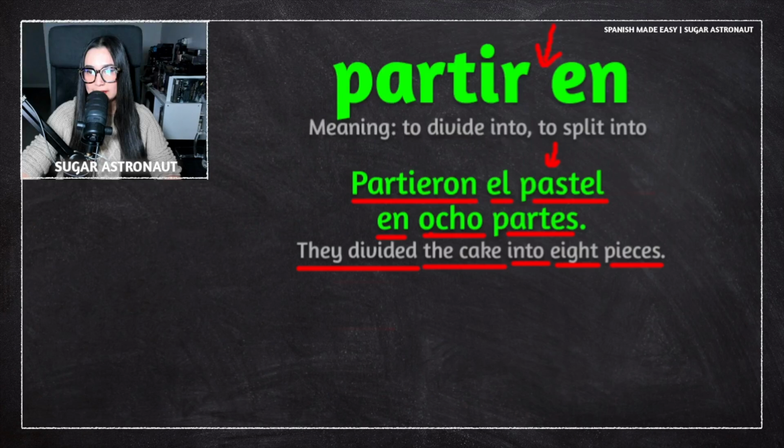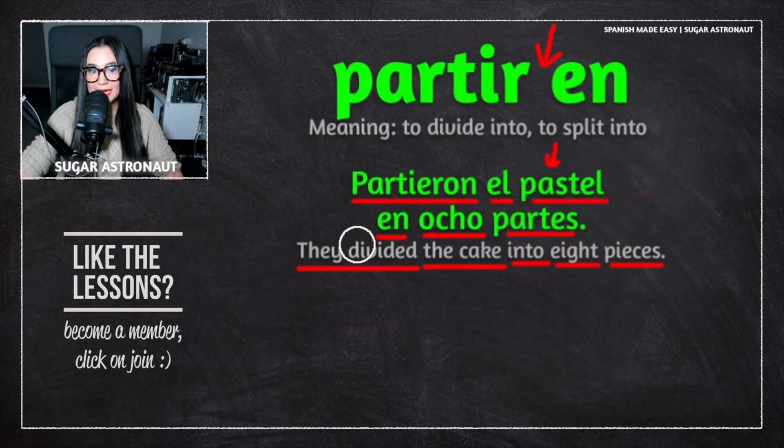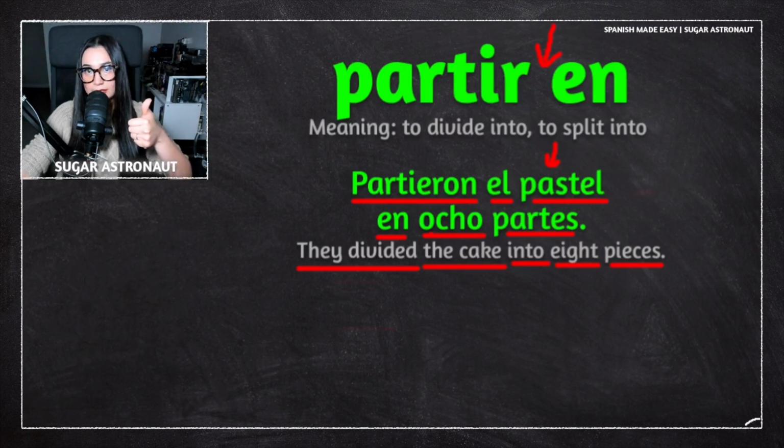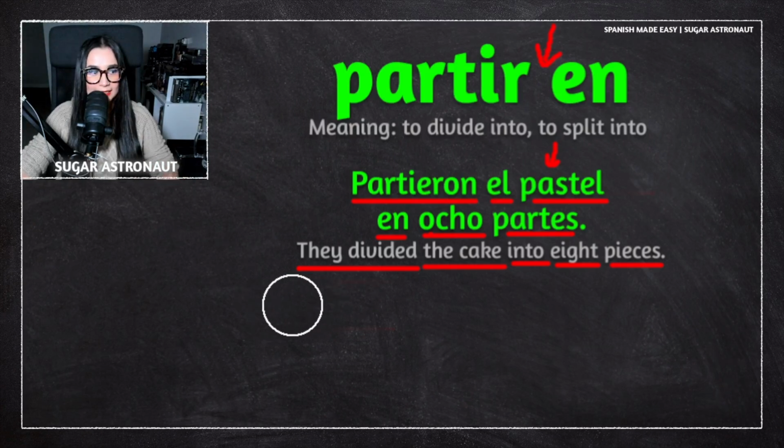Excellent. Now, that's a very easy sentence. Very easy. You can also say partieron en 8 partes el pastel. So you can place the noun at the end. Partieron en 8 partes el pastel. And that also works. But also you can say it like this. Partieron el pastel en 8 partes. Excellent. Let's look at the next example.